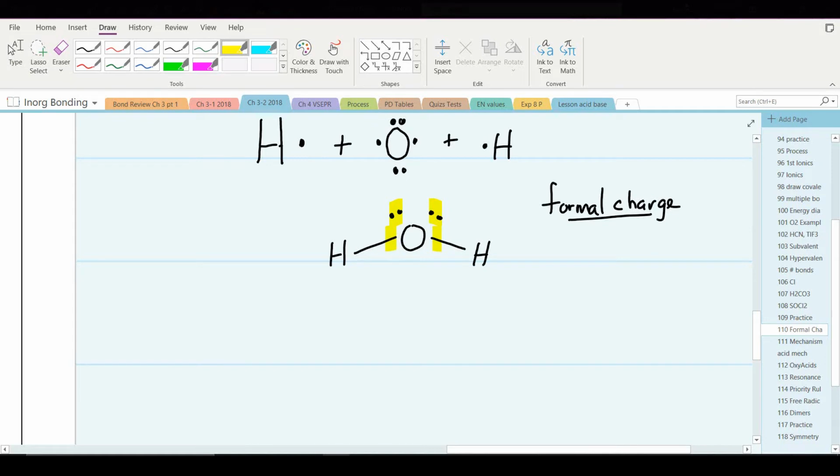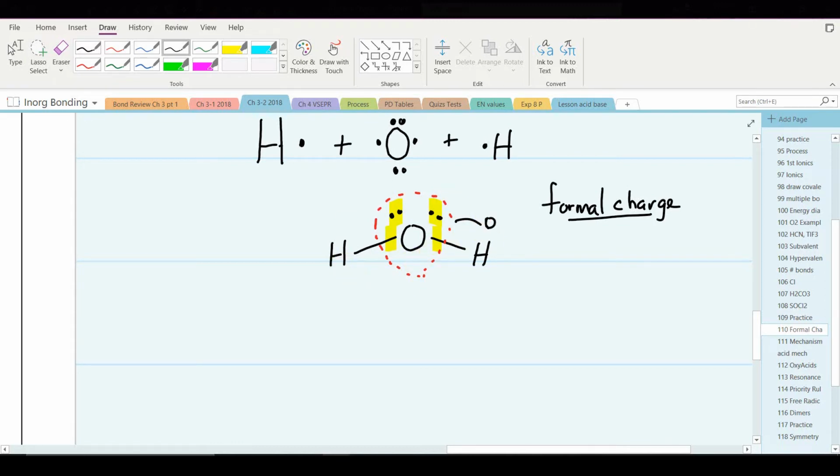So how many electrons does oxygen own here? It owns this many, 6. So we look at the Lewis structure of oxygen in water, we can say its formal charge is 0. The formal charge of oxygen is 0 because it owns 6 electrons. I know it shares 8, but it owns 6.